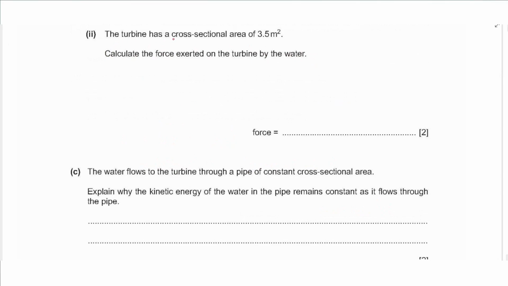BII says the turbine has a cross-sectional area of 3.5 meters squared. Calculate the force exerted on the turbine by the water. We can use the equation force equals pressure multiplied by area, or pressure equals force over area. Then we multiply 1.57 times 10 to the power 6 by 3.5, which is the area in meters squared, so we do not need to convert it. This gives a value of 5,495,000, which we can approximate to two significant figures according to the question. That would be 5.5 times 10 to the power 6 newtons.